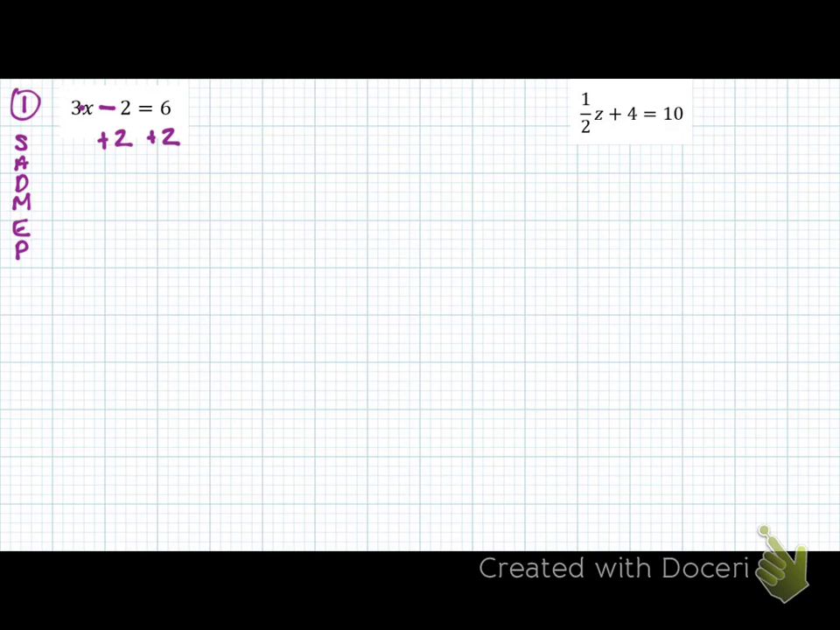And I think about yesterday, what's the property that I use when I add the same thing to both sides? Addition property of equality. So then I would write that on the side. This is the addition property of equality. This is us justifying our work. So I'm writing this down, and then I bring down the rest of the problem. 3x comes down, negative 2 plus 2 cancels out. Bring down my equal sign, and then 6 plus 2 is 8. Okay? Pretty easy so far, right?